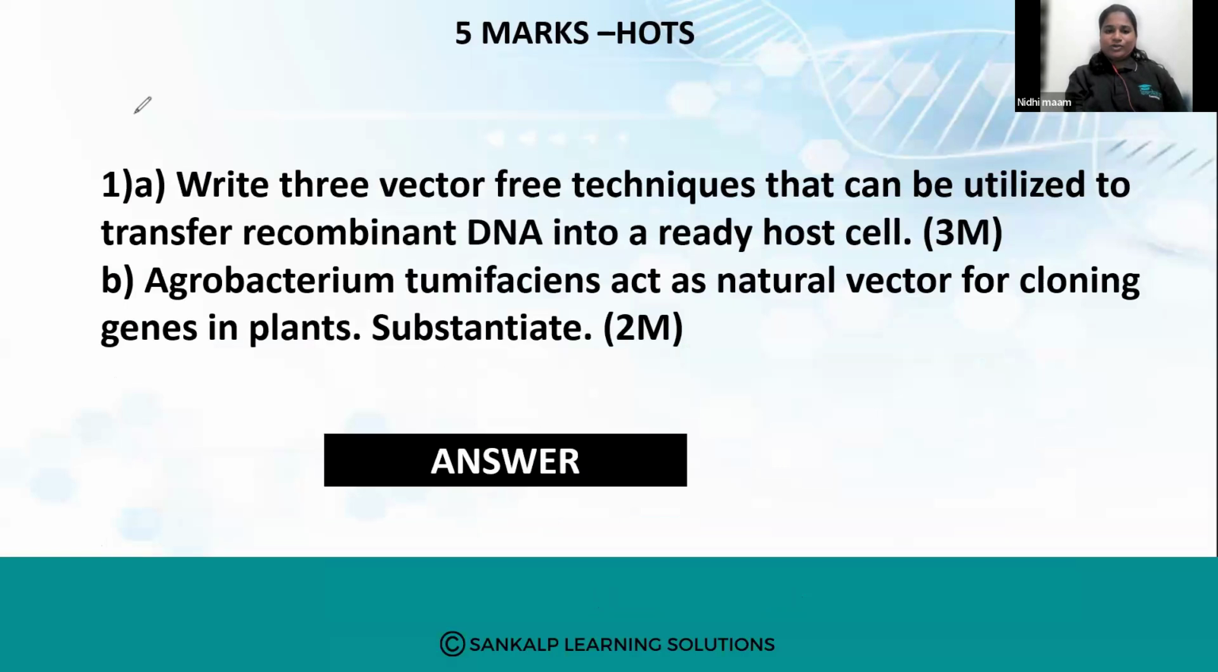The first question goes like this: write 3 vector-free techniques that can be used to transfer recombinant DNA into a ready host cell. Then in this only we have another question: Agrobacterium tumefaciens acts as a natural vector for cloning genes in plants. Substantiate. When you see these questions, you will understand that we have a 3 marks question here and a 2 marks question here.